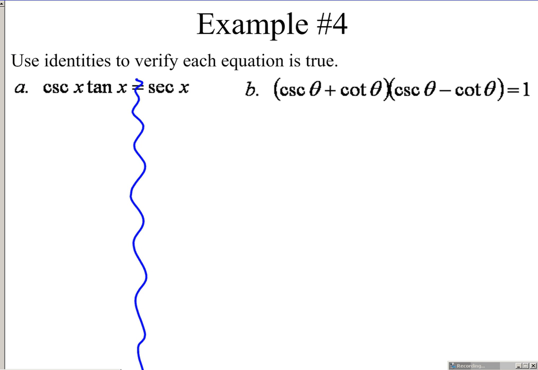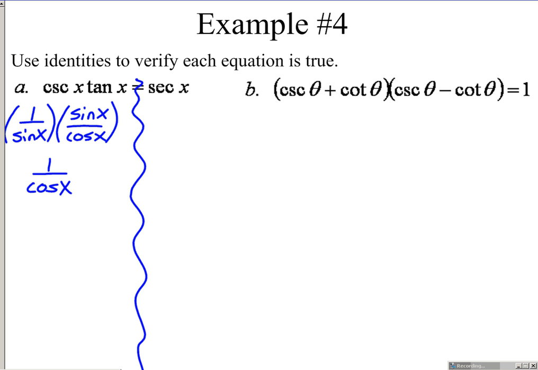So I need to work down the left side of this equation so that we can make it equal to the right side. One of those things in the checklist, if you don't have any obvious place to start, you're going to change everything to sine and cosine. So cosecant, we know is the same as 1 over sine x. Tangent is the same as sine x over cosine x. Now when I multiply these together, what's going to happen to the sine x's? They cancel. I'm left with 1 over cosine, and I know from our reciprocal identity that 1 over cosine is the same as secant, which is what we needed to show.